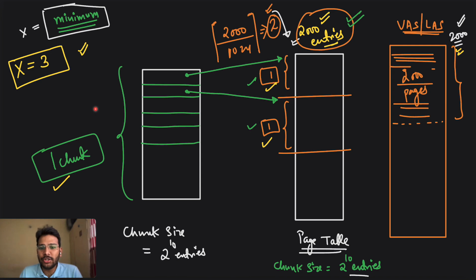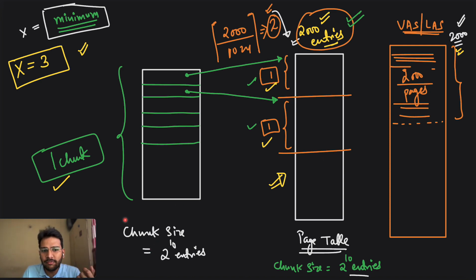Right. So minimum 3 chunks are needed here. What about the maximum? How to find the maximum? If I want to find the maximum number of chunks, can I say that at this level these 2000 entries will be spread all over the page table? Because if I want to find the maximum, definitely these 2000 entries will be spread all over the page table, right? If they spread all over the page table, then how many chunks are possible?